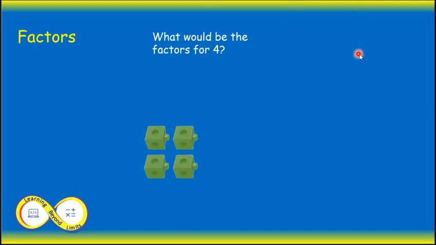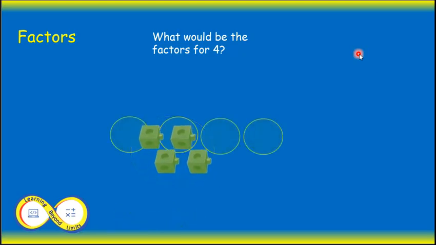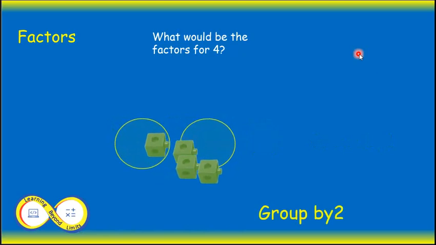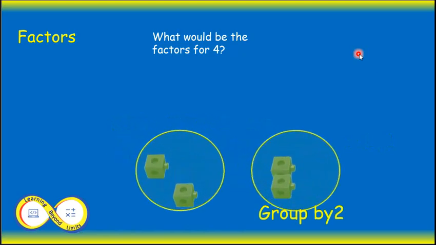We could group 4 into one group of 4, so 4 itself, we're grouping by 4, so 4 is a factor of 4. We could group 4 into groups of 1s, so we're grouping by 1, so 1 is another factor of 4. We can also group 4 into groups of 2s, so we see we're grouping by 2, and 2 is a factor of 4.